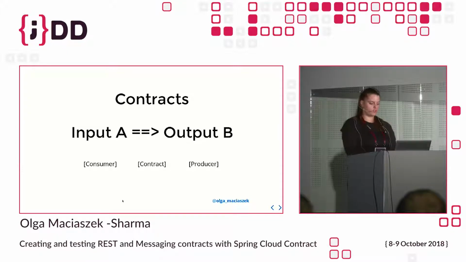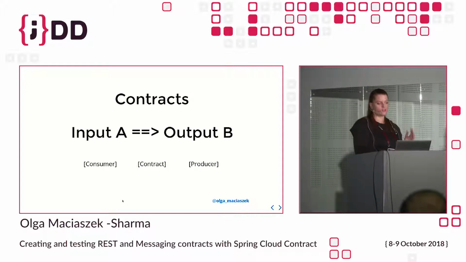So given that you have all these things in place, you can now start to remove your end-to-end tests and switch them to contracts. A contract is an agreement that for an input A that the consumer requests, they will receive an output B from the producer.